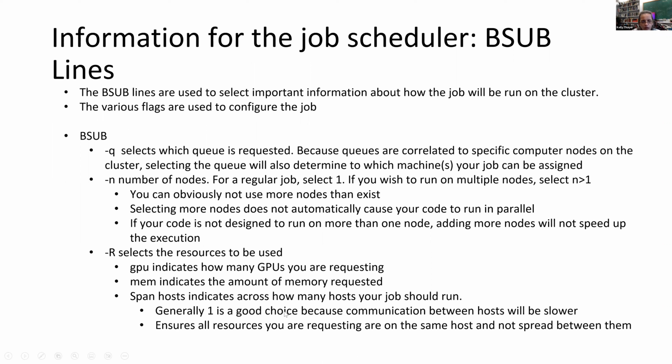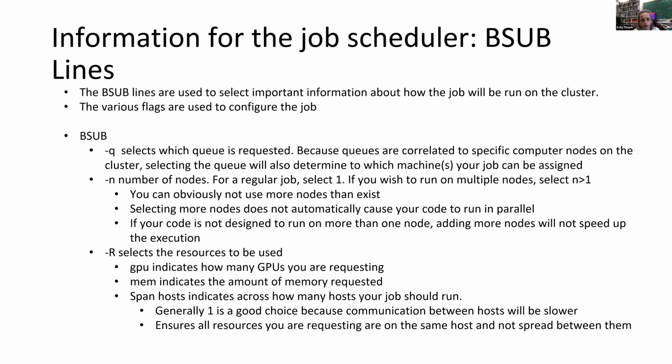Span hosts indicates across how many hosts your job should run. So generally you want 1 because the communication between the different hosts will be slower. So the hosts, by that we mean the same thing as when we say the back node. So this means like a computer box. So some computer boxes may have multiple CPUs. It probably has more CPUs than GPUs, but there may be 1 or more GPUs on that particular box.